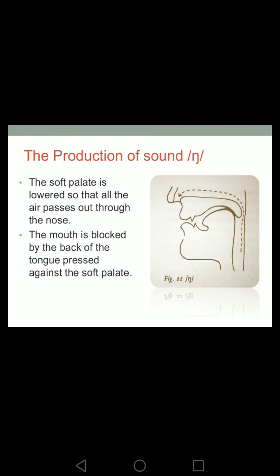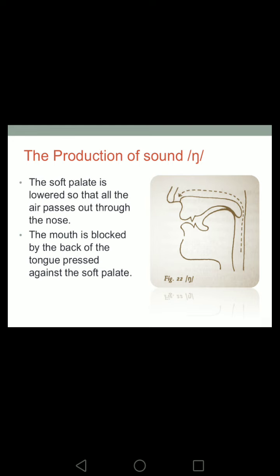The third sound, the third nasal sound, is ng. You see the picture, the diagram? As you see in the diagram, we have the soft palate lowered, like the other nasal sounds. The soft palate is not raised, so that the air coming from the lungs goes through the nasal cavity. The air coming from the lungs goes to the nasal cavity.